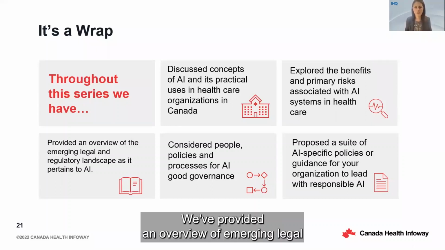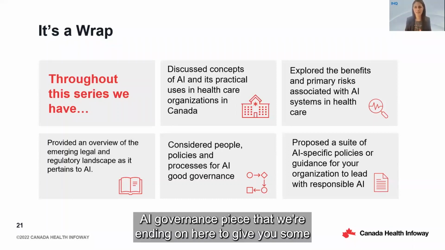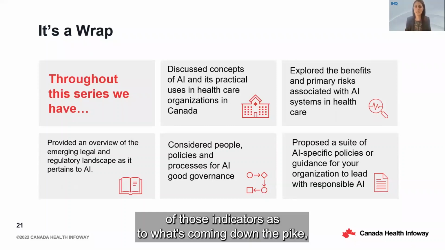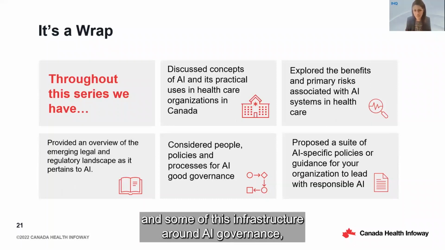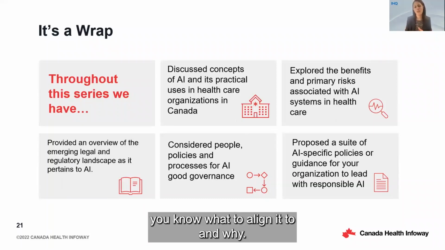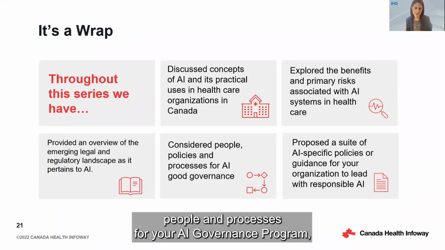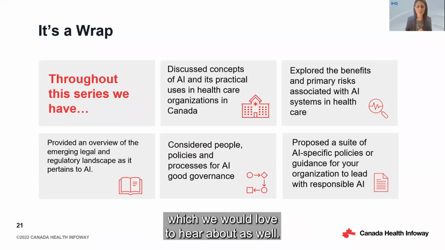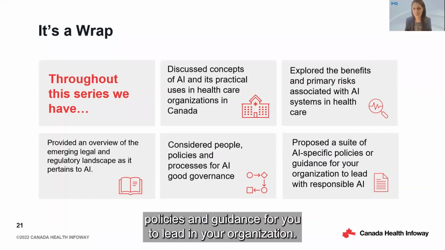We've provided an overview of emerging legal and regulatory issues to help frame your thinking around compliance, but also to frame that AI governance piece that we're ending on here, to give you some indicators as to what's coming down the pike, so that as you build out some of these programs and this infrastructure around AI governance, you know what to align it to and why. Certainly considering policies, people, and processes for your AI governance program, which we would love to hear about as well. And then ultimately to propose a suite of AI-specific policies and guidance for you to lead in your organization.